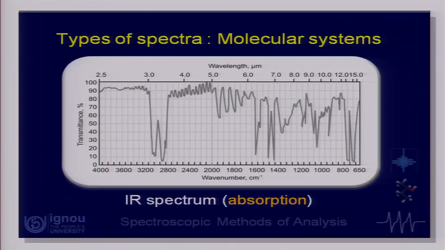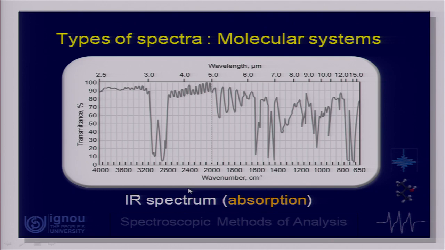Let's look at the IR spectrum. The UV spectrum is typically an electronic spectrum, whereas the IR spectrum is a vibrational spectrum, and it looks something like this. On the y-axis we have transmittance, and we get different bands. On the x-axis we have wavelength or wave number; we can use either notation. What's important is that here again I'm getting bands, and that is again an absorption spectrum.